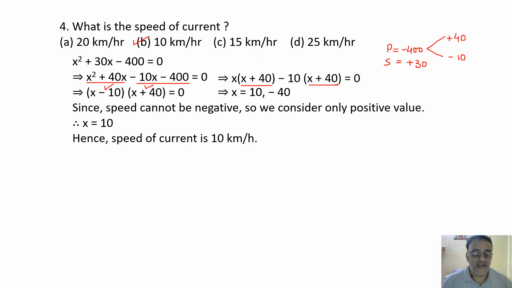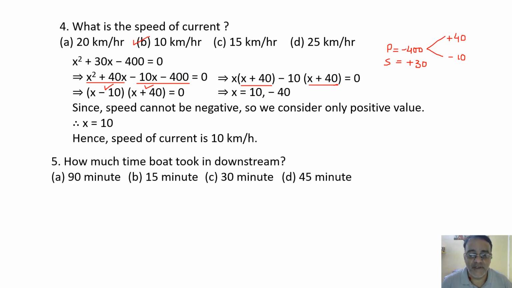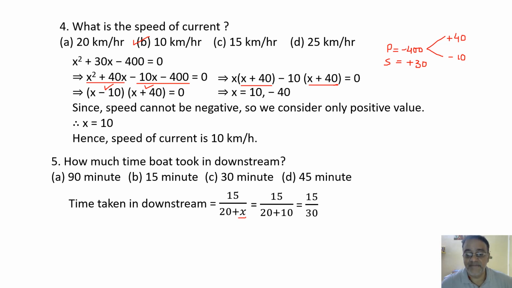Option B, right. Now the next question: how much time did the boat take downstream? So downstream, the speed is 20 plus x, and we have already written in question number 2, 15 upon 20 plus x. So x is 10, so we substitute x equals 10. So 15 upon 20 plus 10, that is 15 upon 30, which is 1 by 2 hour. 1 by 2 hour is how many minutes? 30 minutes. Very good. The correct option is Option C. Any doubt in this question?